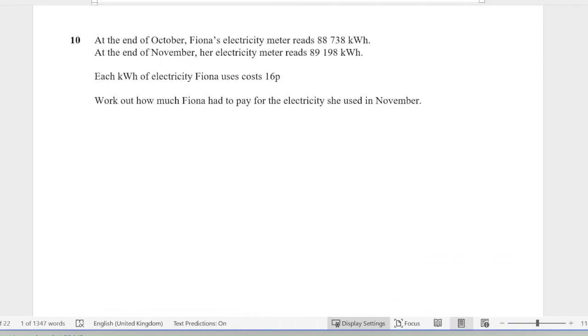Question 10. At the end of October, Fiona's electricity meter read that. At the end of November, her electricity meter read that. Each kilowatt of electricity costs 16 pence. Work out how much Fiona had to pay for the electricity used in November. Okay, so the first thing I need to do is subtract these numbers. It's a very basic subtraction, but with numbers that look complicated to start with.